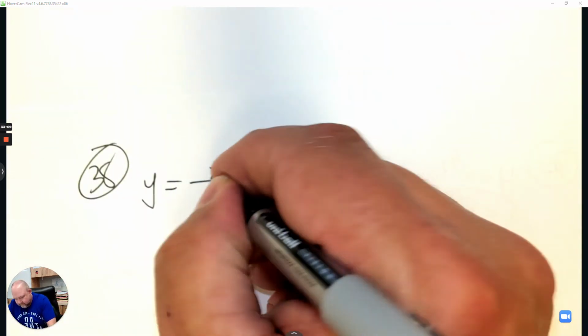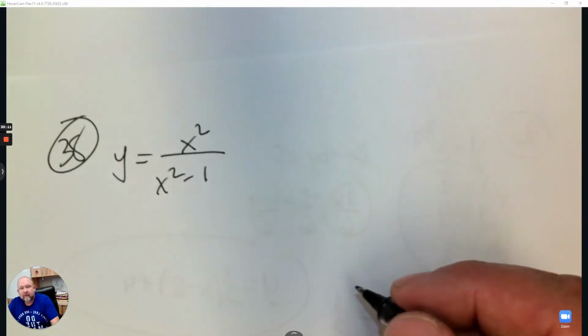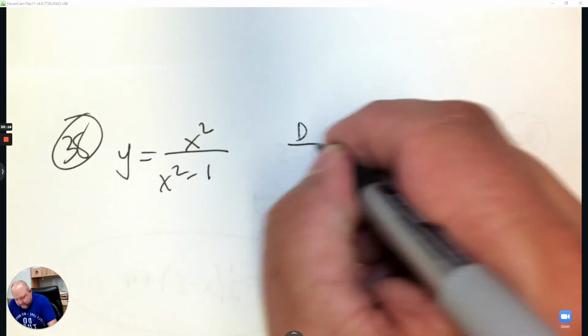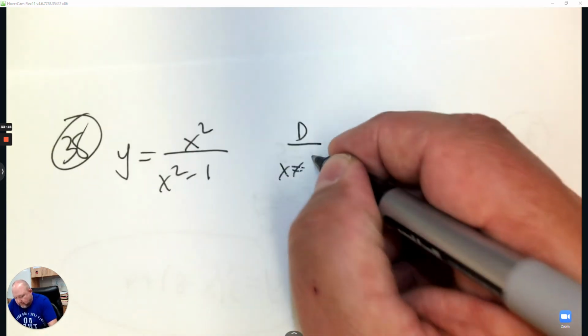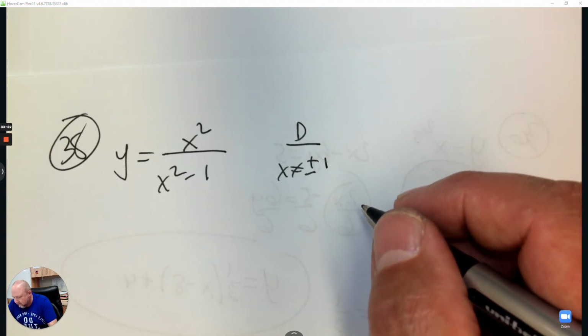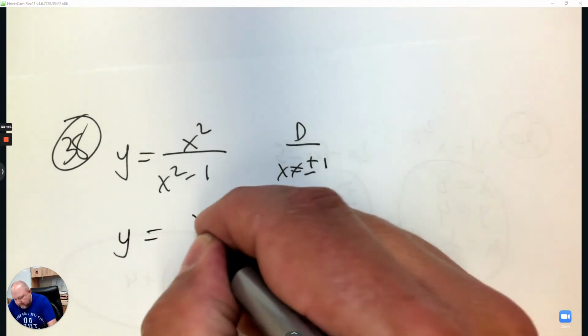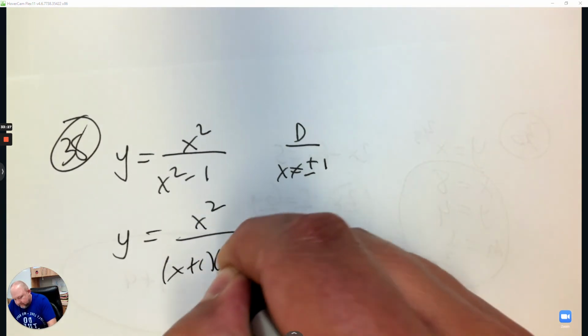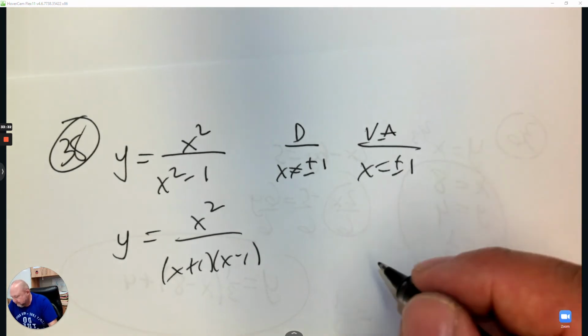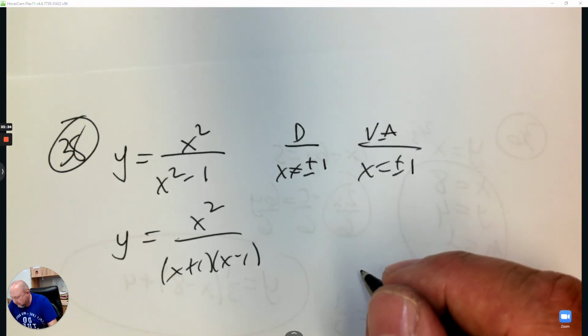38. It says, list the domain. So x cannot equal positive or negative 1. The vertical asymptotes, I'm going to factor the denominator out. Nothing simplifies, so they both are vertical asymptotes. Holes, no holes.